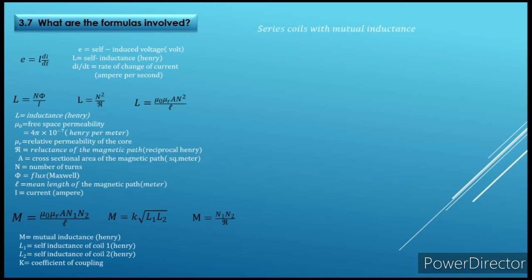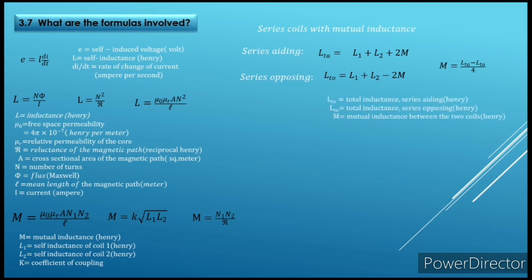We also have formulas for series coils with mutual inductance. For series aiding, LTA is equal to L1 plus L2 plus 2M. And for series opposing, LTO is equal to L1 plus L2 minus 2M. And the formula for mutual inductance is M equal to LTA minus LTO over 4, where LTA is the total inductance, series aiding, LTO is the total inductance, series opposing, and M is the mutual inductance between the two coils.